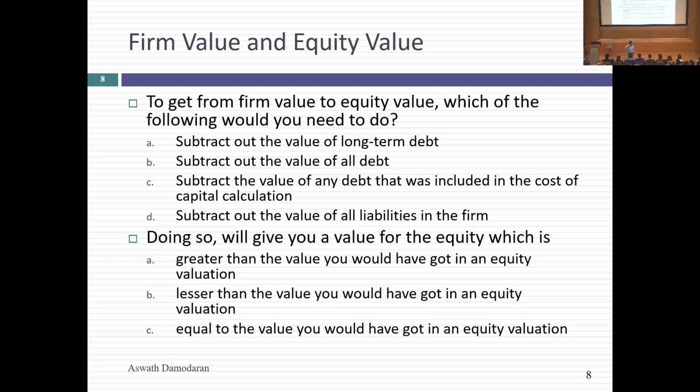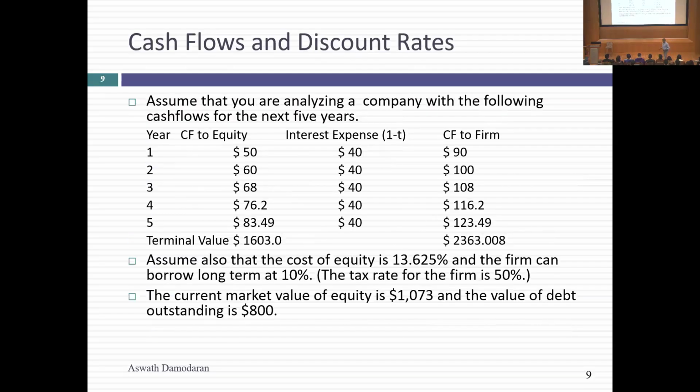Just take the numbers as given, at least for this purpose, because I want to illustrate how you approach equity valuation as opposed to firm valuation. So here's the example. You have a company that has cash flows to equity. I've done the calculations, the cash flows left over after debt payments. There are the interest expenses after taxes. And if I add the two up, I'm going to get the cash flow to the firm. So I've given you cash flows to equity and cash flows to the firm.